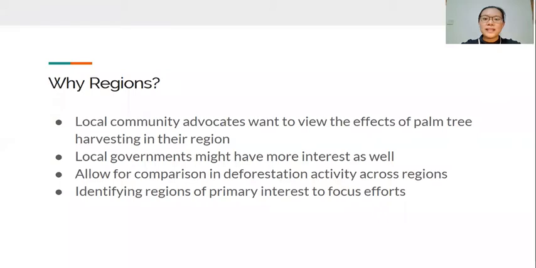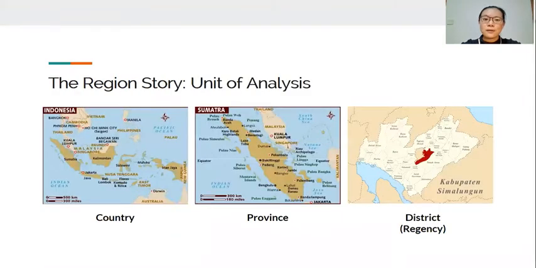The region story will be especially helpful for local communities and governments to view, compare, and identify palm oil mill activities across regions. We compile three-level metadata by regions. The country-level data provide an overall view of palm oil activity and deforestation. The province data will provide more detailed information for areas under the whole picture of the country. The district-level data, as the smallest units of analysis, focus efforts and are helpful to local stakeholders.